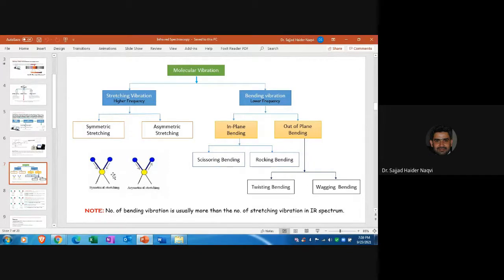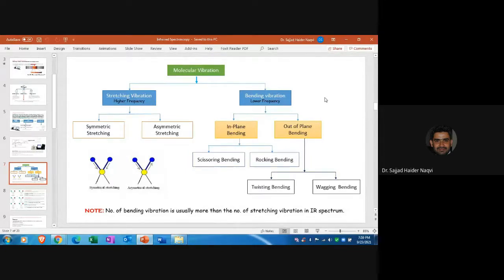You know what is symmetric and asymmetric. The pictures are being shown here. You can see that in this case, the stretching is symmetric. Both are in the same direction. While here, the stretching is asymmetric because the directions are different from one another. In case of the bending vibration, they are also of two types. One is called in plane bending, and the other one is called out of plane bending.